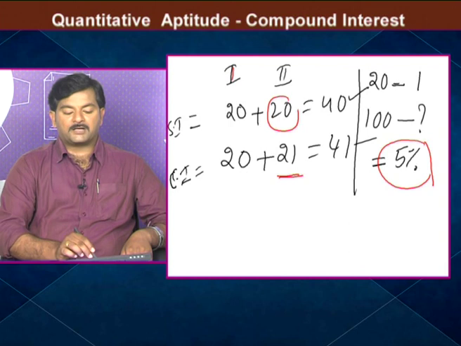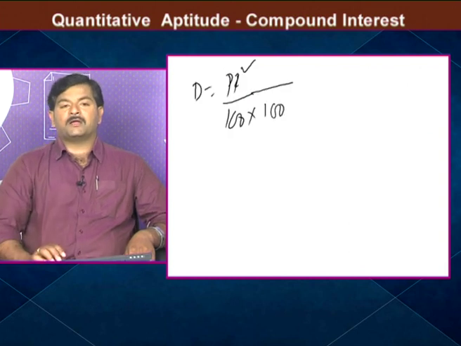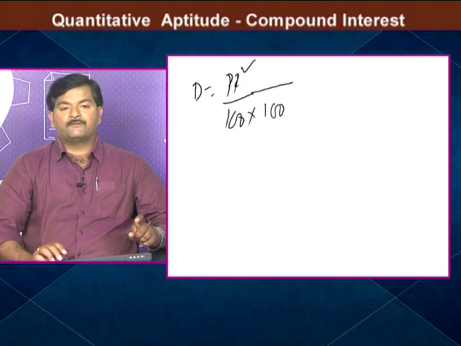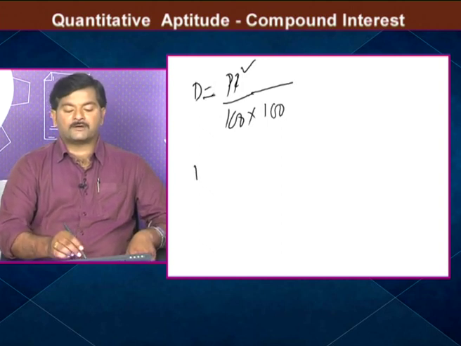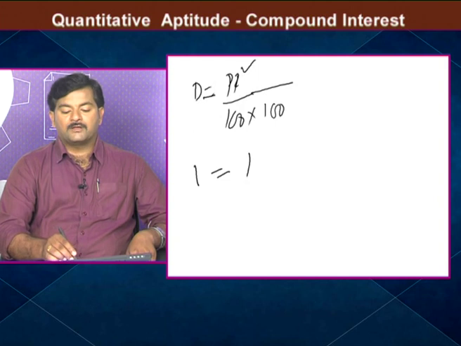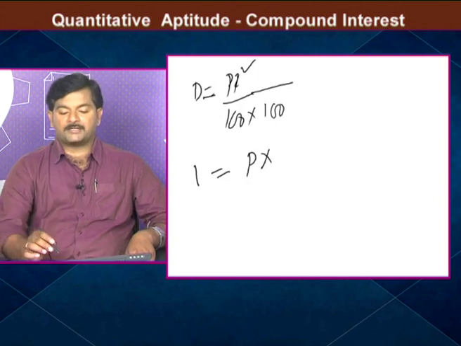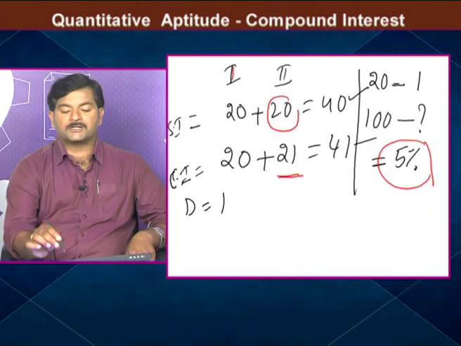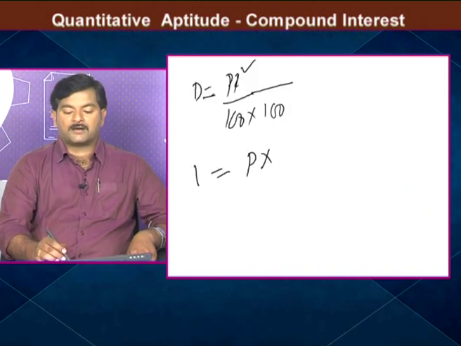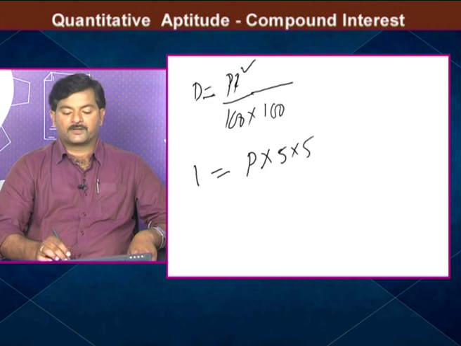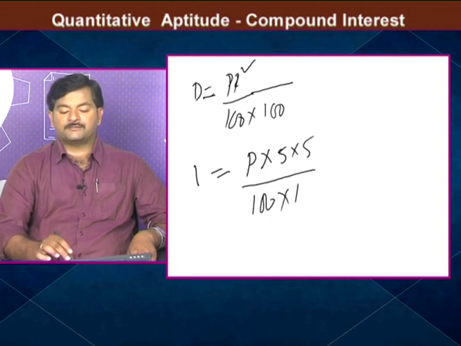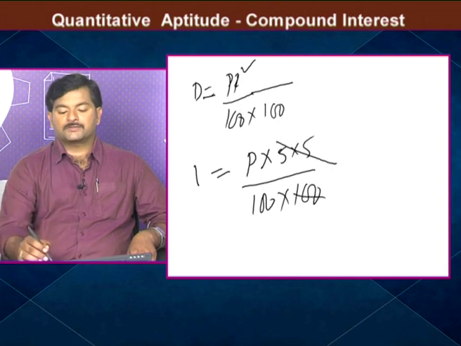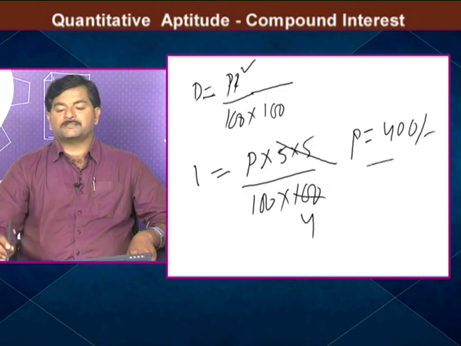Secondly, he asked to find the sum also. So we can use the formula D is equal to PR square by 100 into 100. The difference I know: 40 and 41, the difference is 1 rupee. So the P value I need to find now. The R value I got from the previous concept: R is equal to 5%. So R square means 5 into 5, by 100 into 100. Simplification: 25 4s are 100. So finally P is equal to 400 rupees.